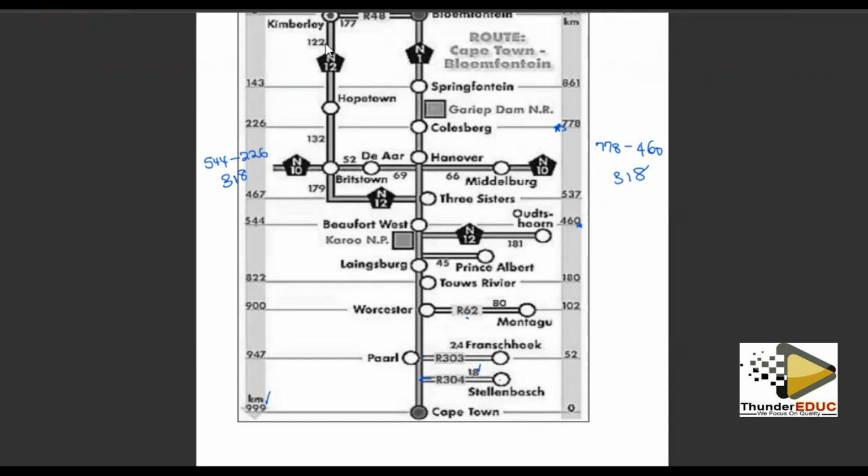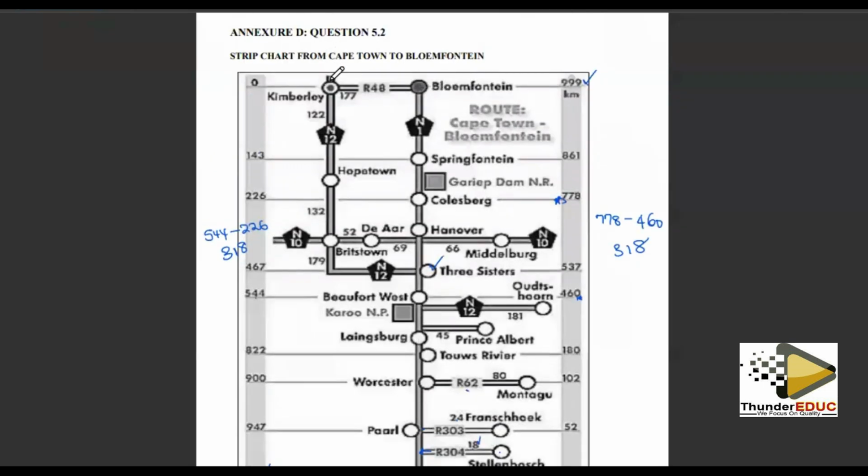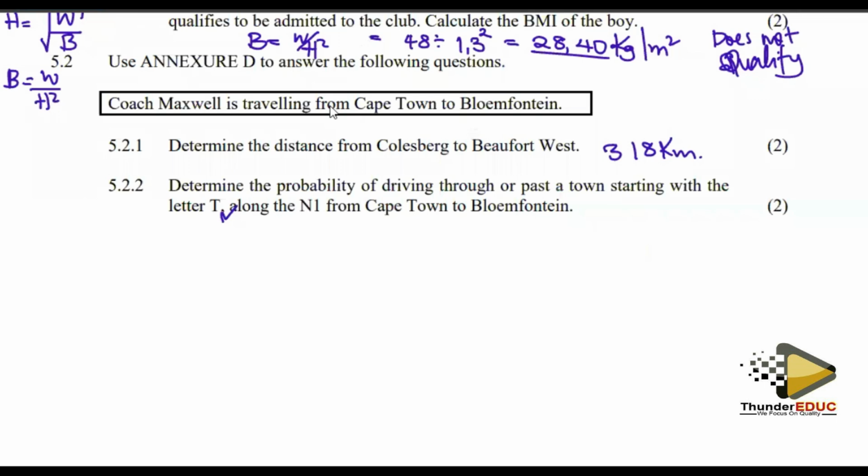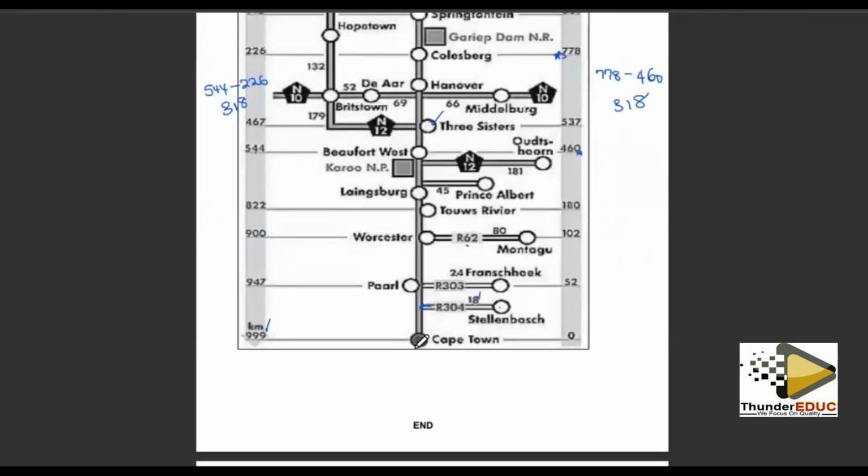Three Sisters. It's one. Right, so it's only one town that you pass that starts with the letter T. So how many towns are we counting? We are counting 1, 2, 3, 4, 5, 6, 7, 8, 9. So it's 1 town that starts with the letter T.